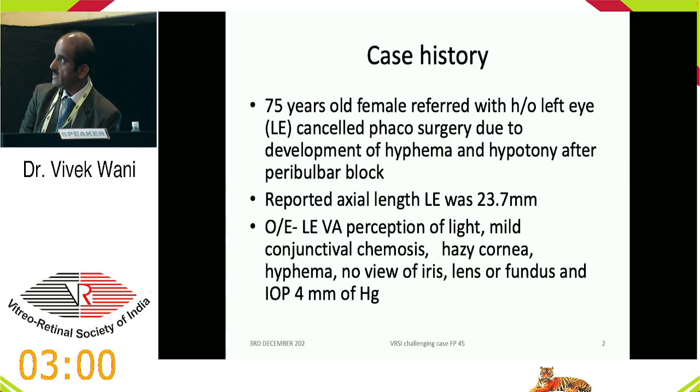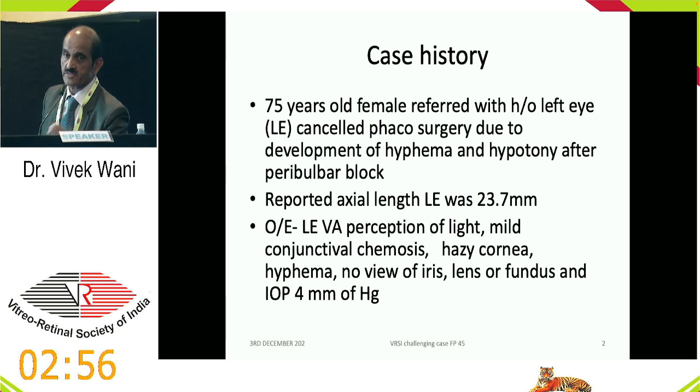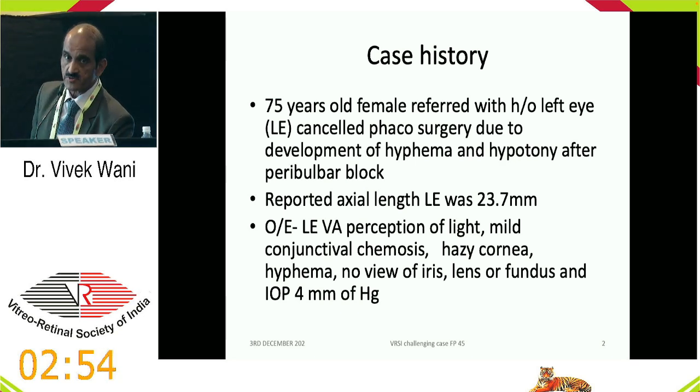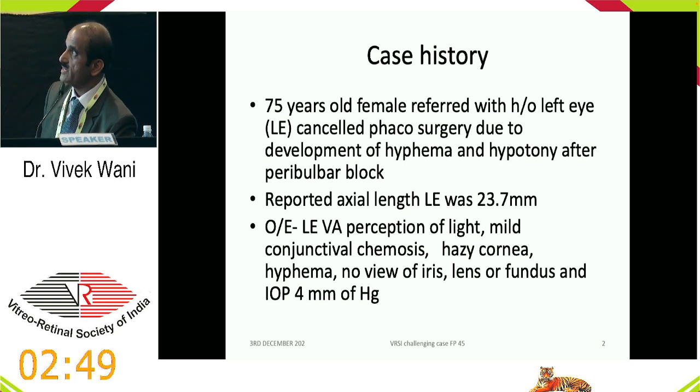Good afternoon. A 75-year-old female was referred to us with a history of left eye cancelled phaco surgery the previous day due to development of hyphema and hypotony after peribulbar block. Reported axial length was normal. Examination showed left eye visual acuity of only perception of light, mild congenital chemosis, hazy cornea, hyphema, no view of lens or iris or fundus, and IOP was 4 millimeter of mercury.